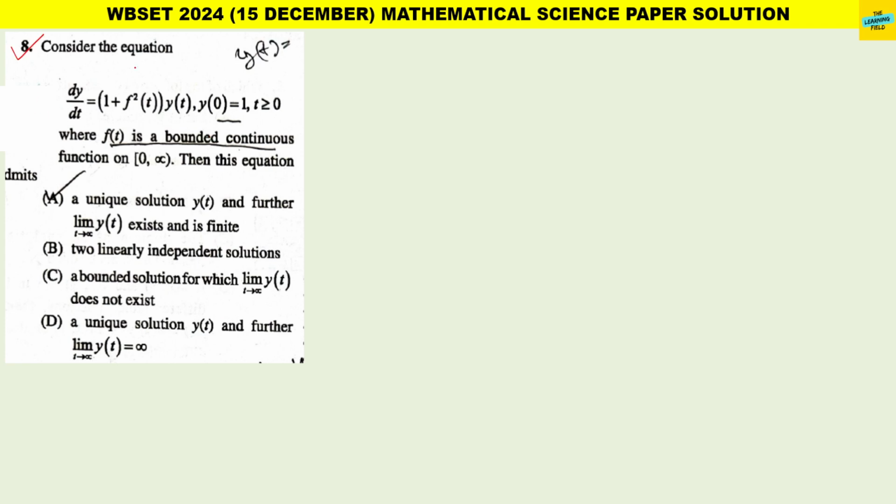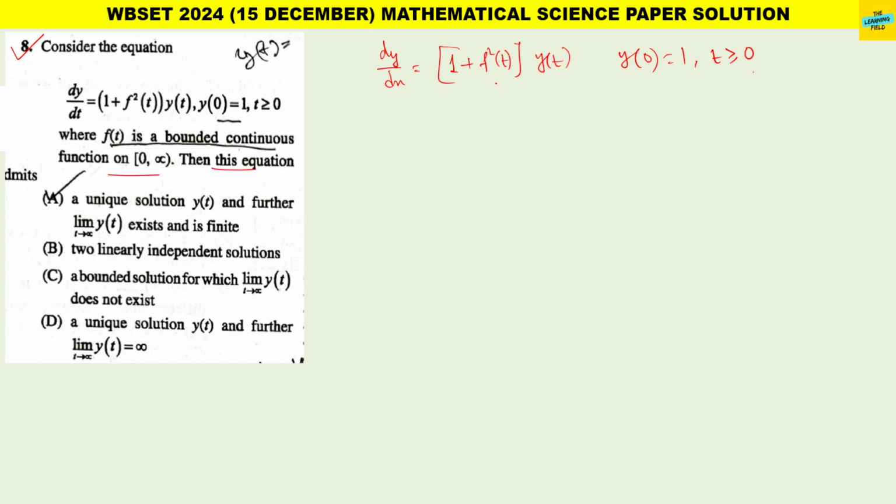Today's first question is from ODE. The question is: given that dy/dt equals (1 plus f squared t) into y(t), y(0) equals 1, where t is greater than or equal to 0, where f(t) is a bounded continuous function on [0, infinity), then the equation.